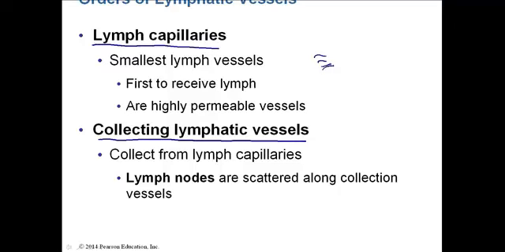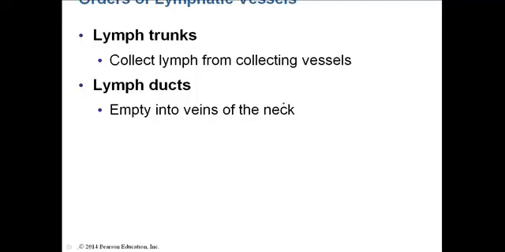Here's a capillary bed. Here are all the lymphatic capillaries. Those will join, form a collecting lymphatic vessel. And then we have lymph nodes here. So we have a lot of lymph nodes that this fluid goes through. Then we have a lymphatic trunk. That's the third vessel. And then a lymphatic duct. And these are the ones that empty into the subclavian veins.